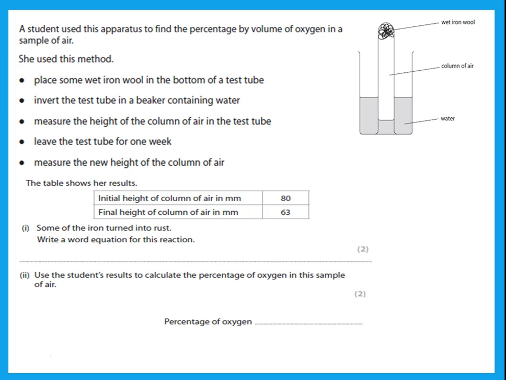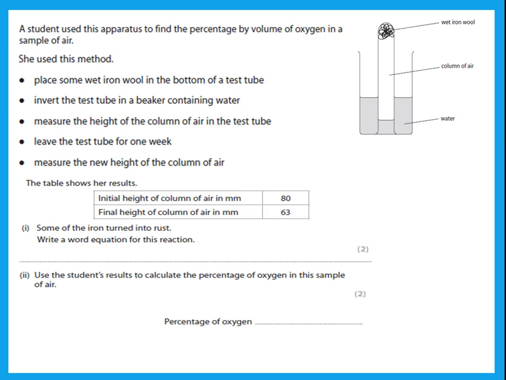Remember that if you put iron wool at the top of that test tube, the iron will rust because it will be exposed to oxygen from the air in the test tube and water vapor that is present. The table shows her results. Initial column of air is this. Final height of air is this. That means that the water will go up. As the iron rusts, it uses up oxygen from the air, so the water will go up.